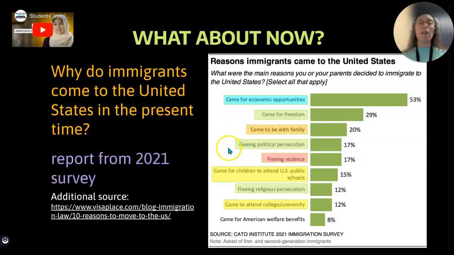But if we are instead saying they're fleeing political persecution, fleeing violence, or fleeing religious persecution, those are all push factors. The last two that we're going to talk about is a pull factor, coming for education. And so attending U.S. public schools and college and university. Once again, it's not necessarily accurate. Some people might have answered both of those, but let's go ahead and combine those two numbers to give us a rough estimate of how important that pull factor is. And then coming for American welfare benefits was 8%.